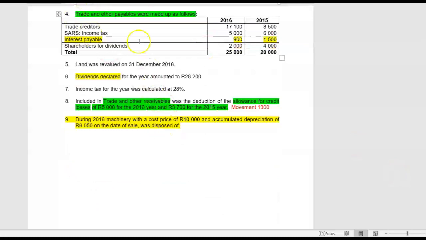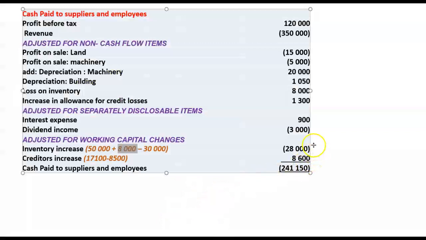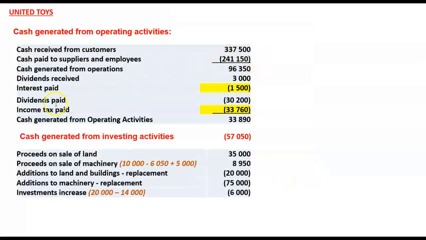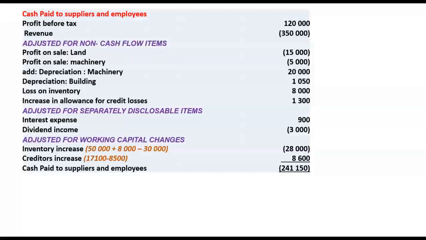So you cannot use the amounts just given there because look what is included in that 25,000 Rand. So it's all only about the increase in trade creditors. So the 17,100 less the 8,500, which then gives us an increase of 8,600, which is a cash inflow. So once we actually add all this up, it will give us our cash paid to suppliers and employees of 241,150. If you had to do the reconciliation note, let's see what the reconciliation note would have looked like.